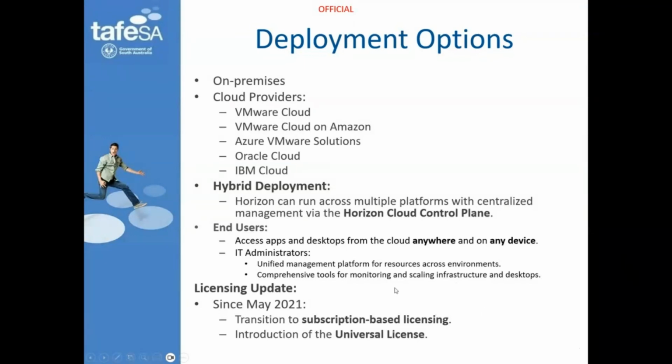So with this hybrid deployment, the users can access the apps and desktops from anywhere on any device, which is what we've been talking about. IT administrators have a unified management platform for resources across environments. With this Horizon Cloud Control Plane, we can manage what's on premise and what's in the cloud. There are comprehensive tools for monitoring and scaling infrastructure and desktops. That's the best thing, isn't it? If it's in the cloud, it can scale to whatever size we want.